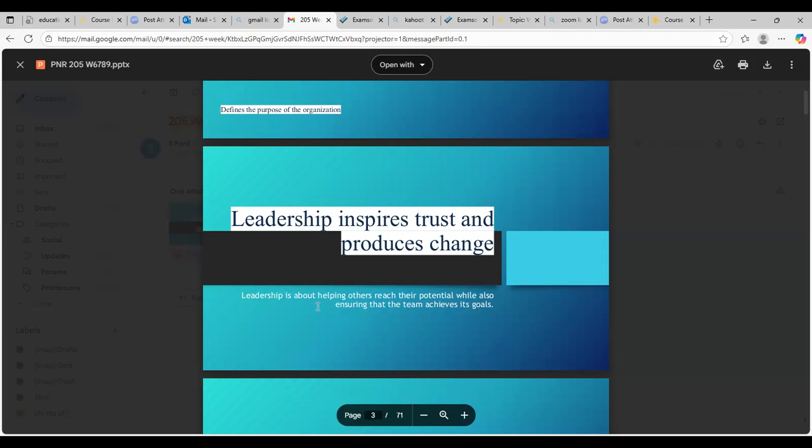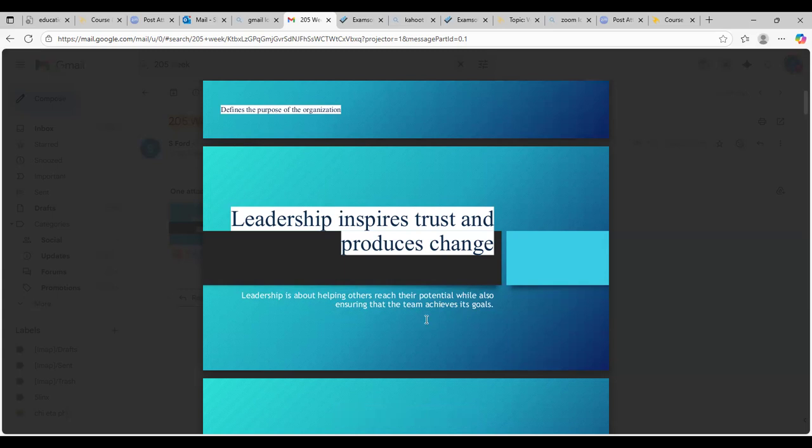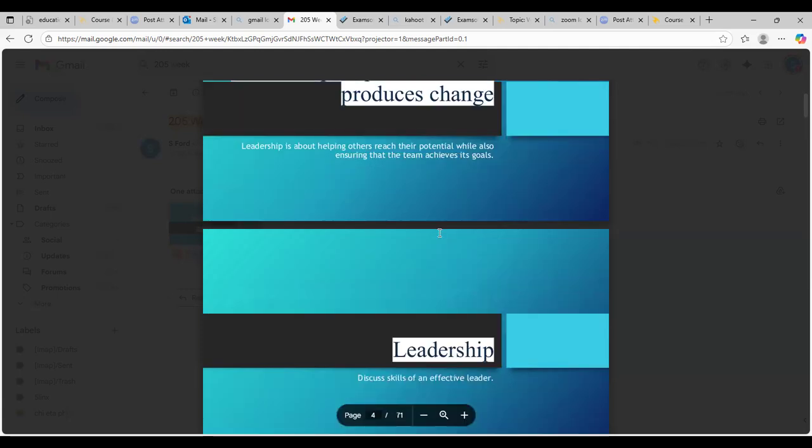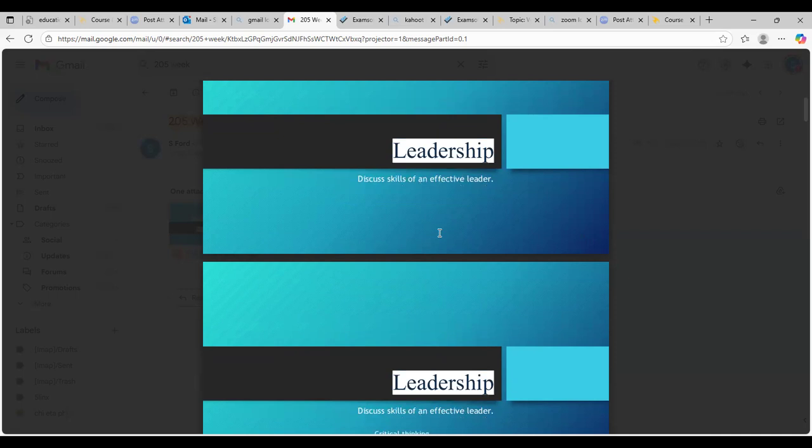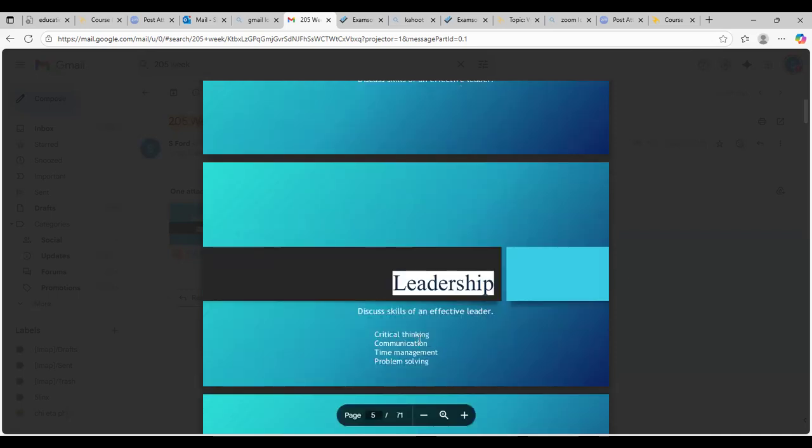Leadership is about helping others reach their potential while also ensuring that the team achieves the goal. We are there to take care of these patients. We don't have any biases; we want to provide the same best care for everyone. So we're there to help them along their journey. So we talked about leadership skills of an effective leader. We have to be critically thinking all the time. This is just something that we'll be thinking about throughout your shift.